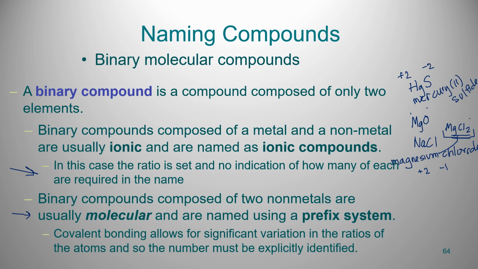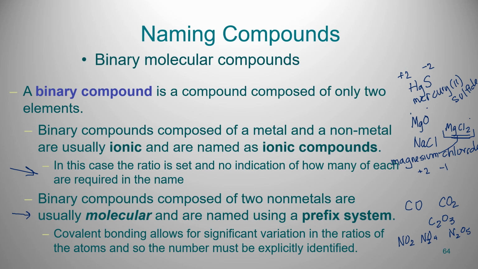We can actually have different ratios. Here's an example: CO, CO2, C2O3. There's different ways that we can put C and O together. Both of these are nonmetals. Similarly, when we've got nitrogen in there, we could have NO2, N2O4, N2O5. We can have all kinds of different ratios.